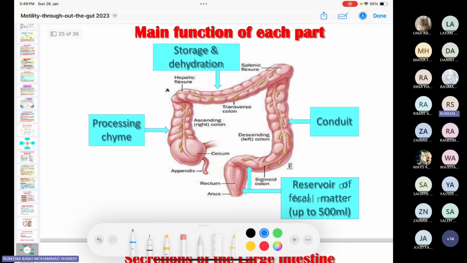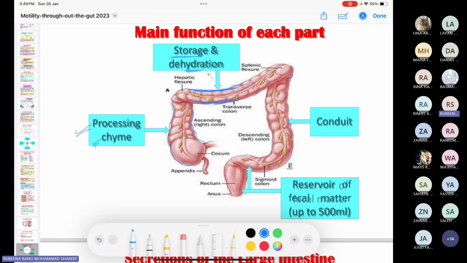Main function of each part of the colon. The ascending colon is mainly responsible for processing of chyme. And the transverse colon is basically for storage of feces and dehydration, because here there will be absorption of water. So feces will become more solid. Also, feces are stored here.